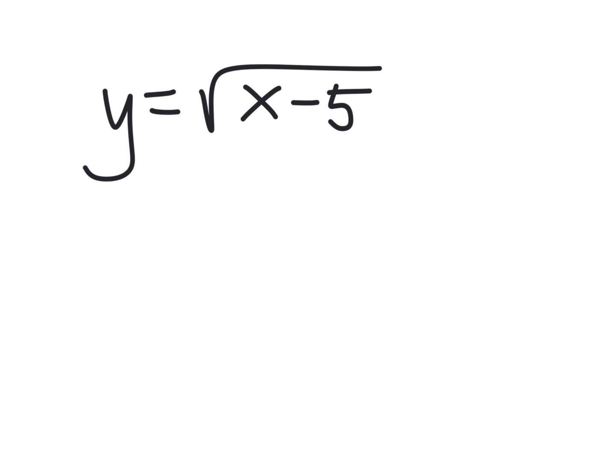Why am I sketching the graph? Because then you'll be able to tell me the domain and range. Why do I need to tell you the domain and range? Because we're going to find the inverse. And to do that, we've got to switch the domain and range around for the inverse.